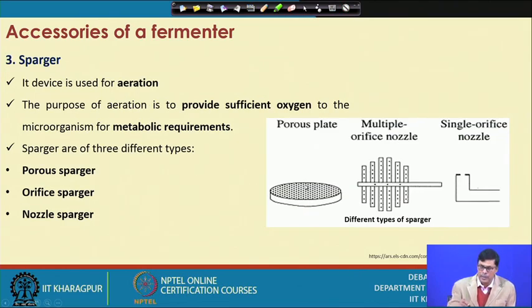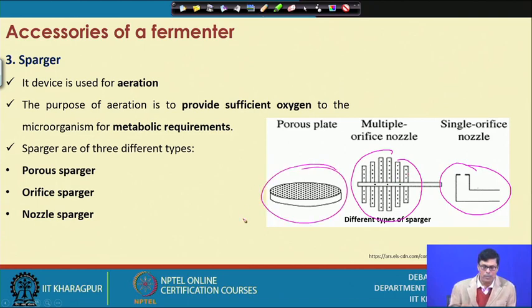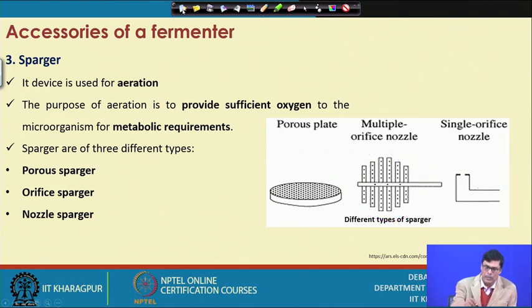Then these are the different types of sparger: a porous plate type, multiple orifice, nozzle and single nozzle type. These are the different types of aeration devices that we require, and we put them at the bottom of the fermenter.